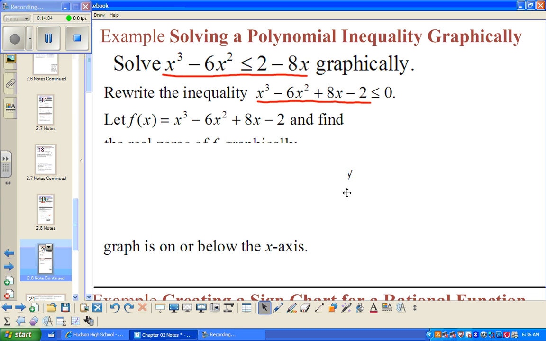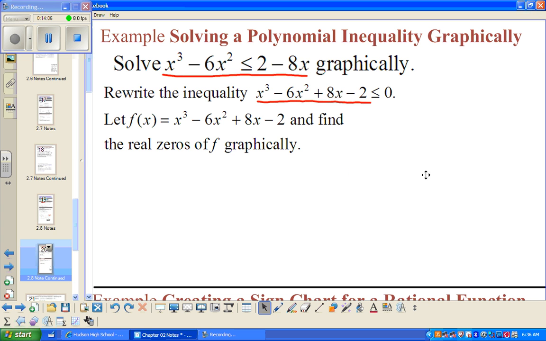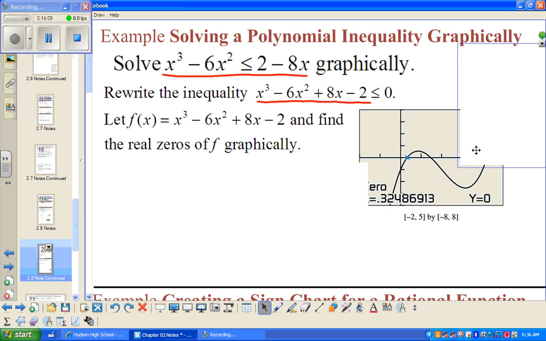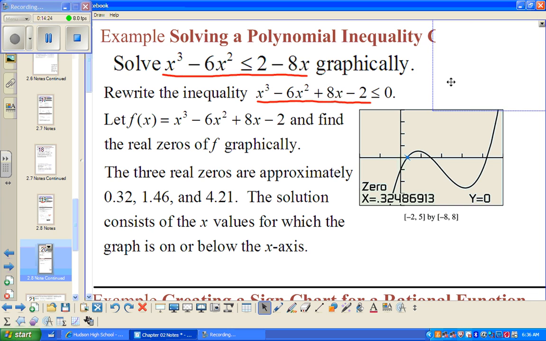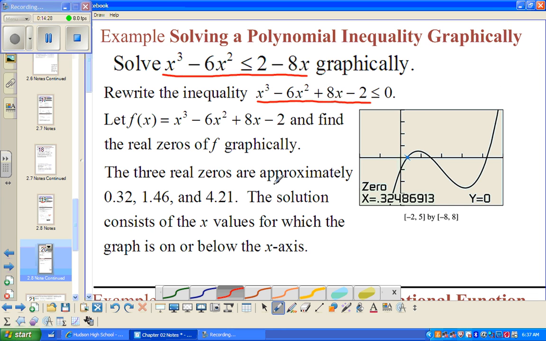You should have found that your graph looks something like this. So now you should have solved and found each of the zeros. And hopefully you found that those zeros were approximately 0.32, 1.46, 4.21.